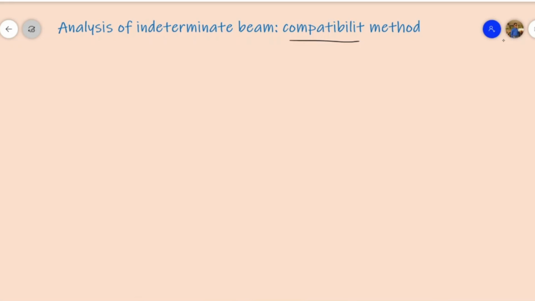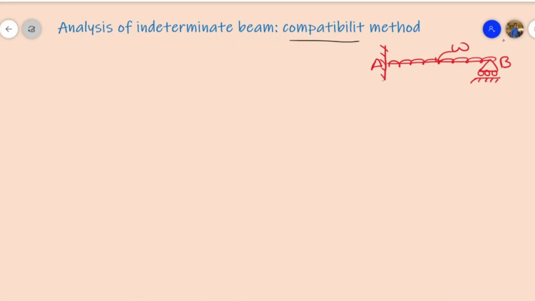So let's start. I am taking one example, and with that example I will show you how I will be able to calculate the support reaction. Suppose that I have one propped cantilever beam, suppose like this: this is a roller support, this is a fixed support, and this beam is loaded with one UDL having intensity of W. I am naming it support A and support B.